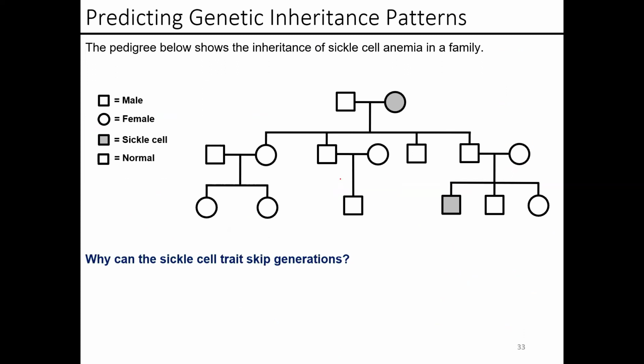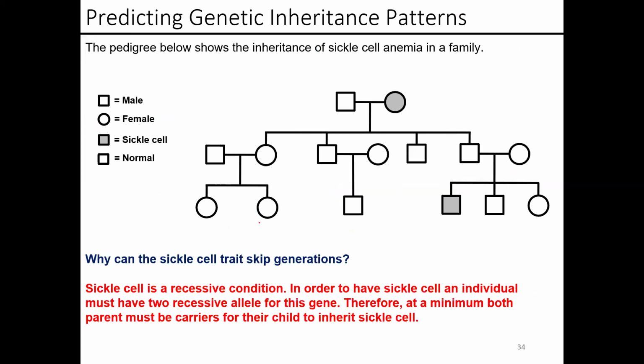All right, so looking at this over here, this is going to be another predicting pattern. The Punnett square of the pedigree below shows the inheritance of sickle cell anemia in the family. So why can sickle cell skip traits during the generations? One of the big reasons is that sickle cell is a recessive condition. Because it's recessive, it's not necessarily going to show up very often.